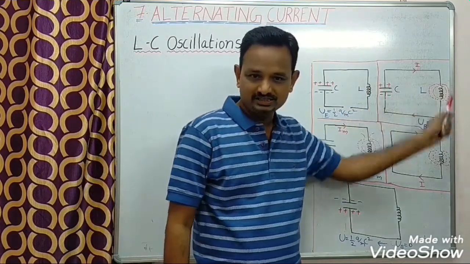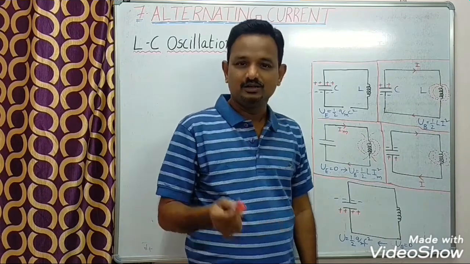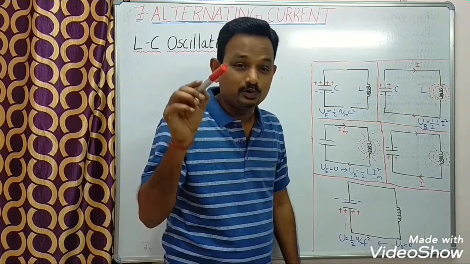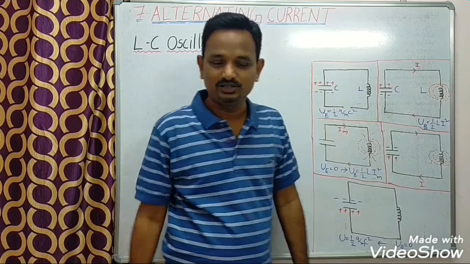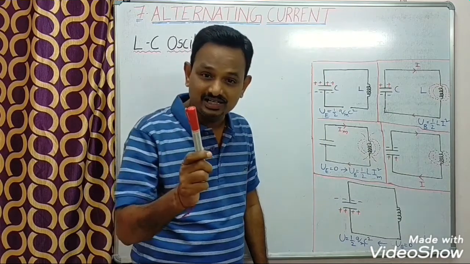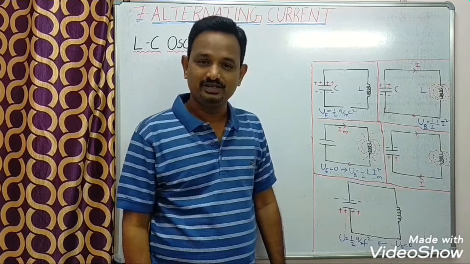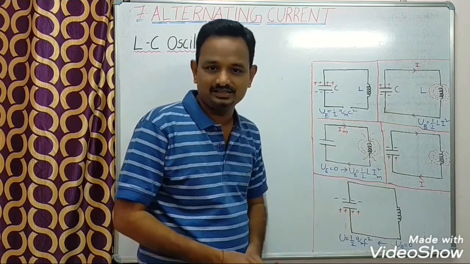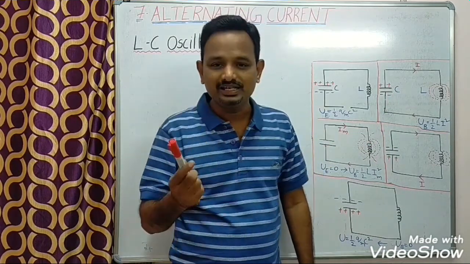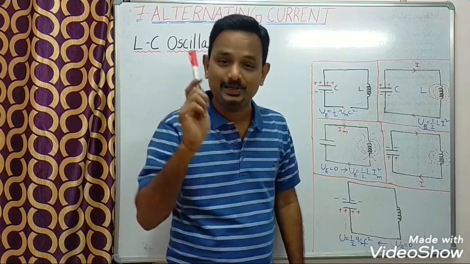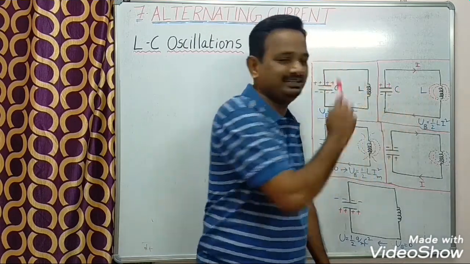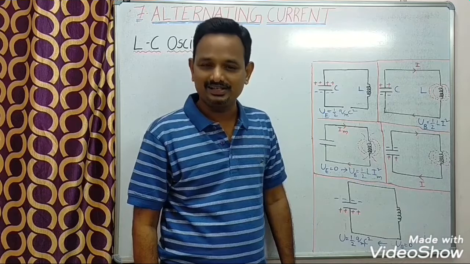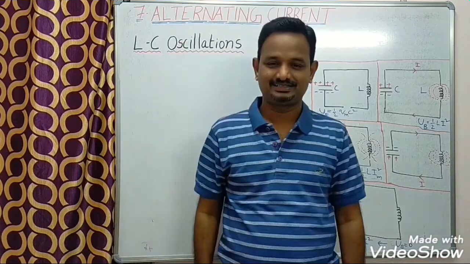charge will be discharged. That charge passes through the inductor, and due to that it produces magnetic flux around the inductor. Because of that there will be an induced EMF. That induced EMF again recharges this capacitor in the opposite direction. So here charging and discharging is repeated between L and C, and due to that energy will oscillate between L and C. Such oscillations are called LC oscillations.